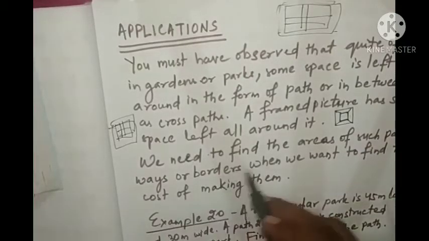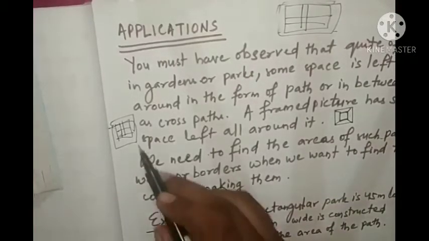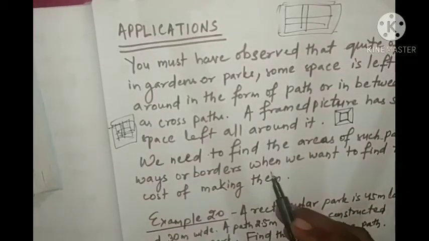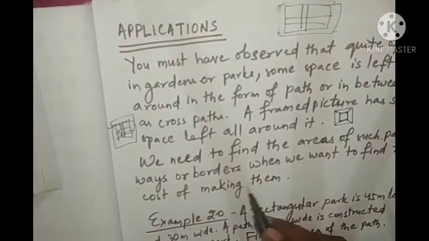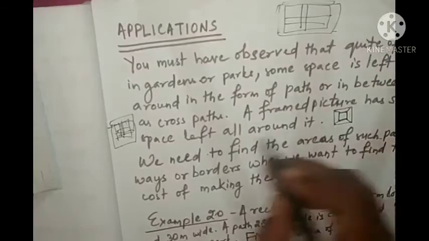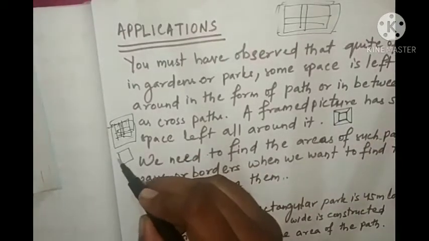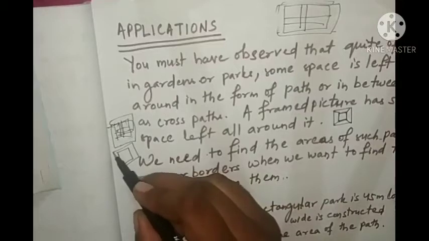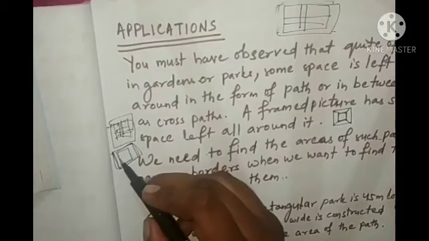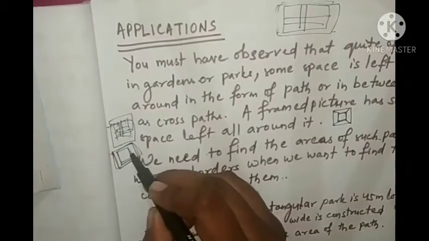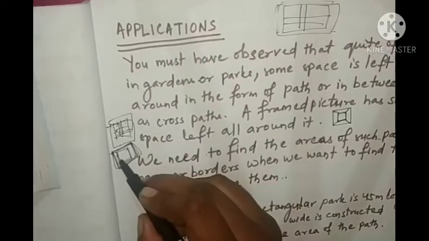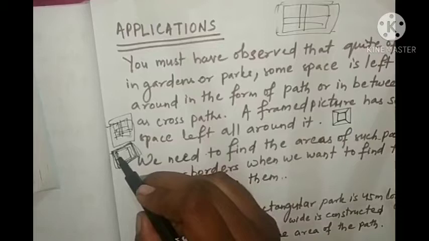So we need to find the areas of such pathways or borders, such cross pathways or borders, when we want to find out the cost of making them. So if you want to fence a park's border, or if you need to make a road around the park, then you need to find out the area of that portion.